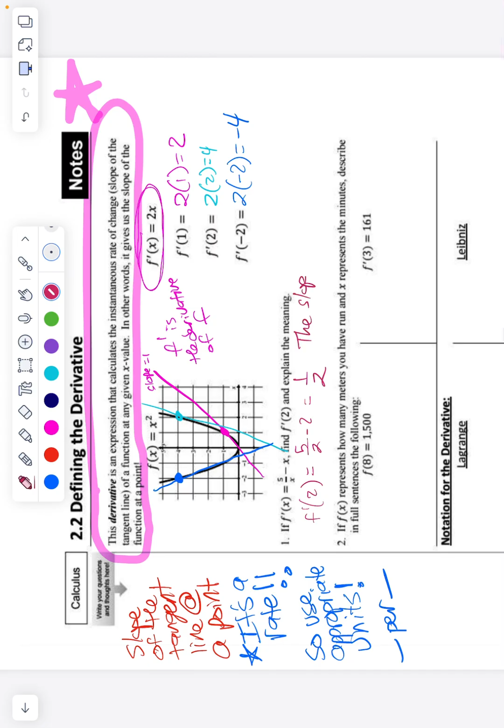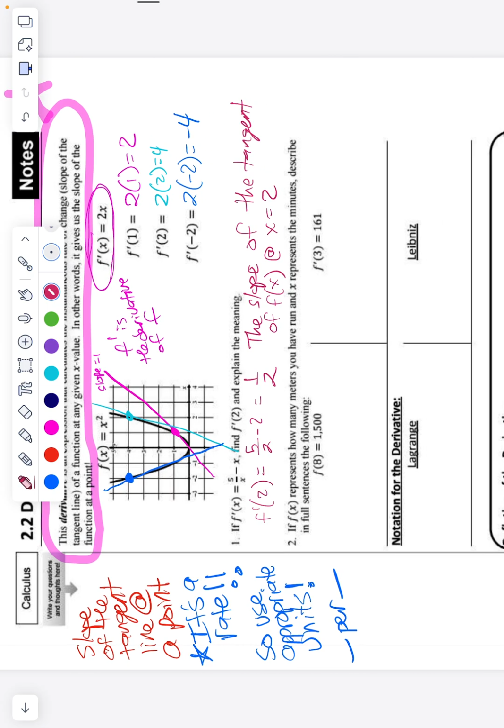The slope of what? The tangent line of f of x, where? At x equals 2. So we don't really know what this function looks like. I mean, we could go graph it, but we know now that at 2, the slope of that thing is positive 1 half. Okay? I forgot to write the word line, sorry. There we go.